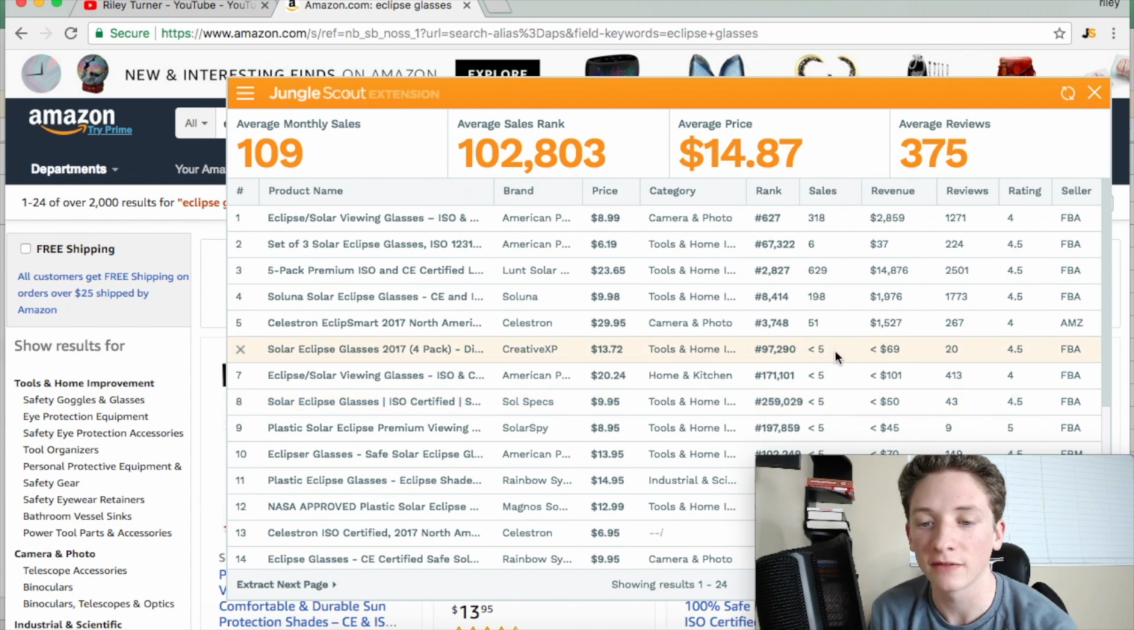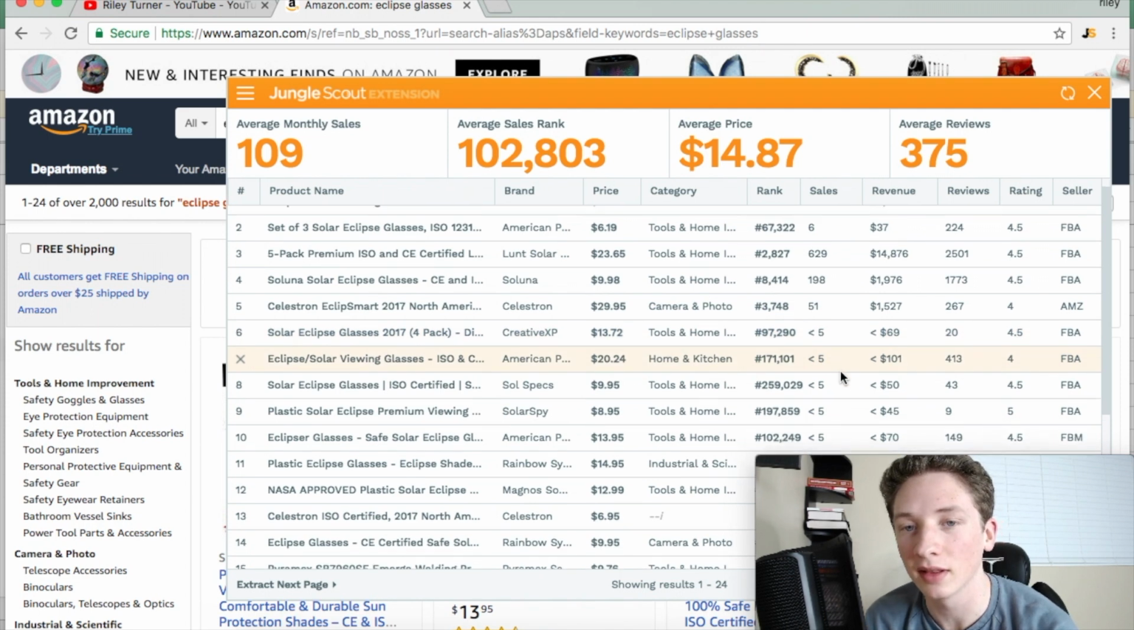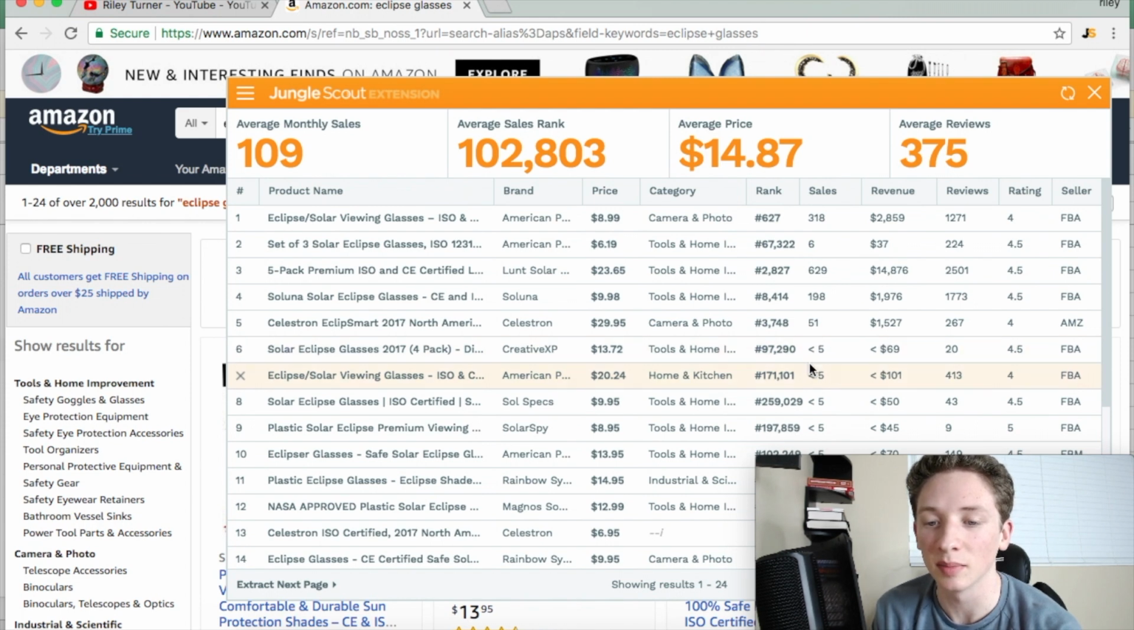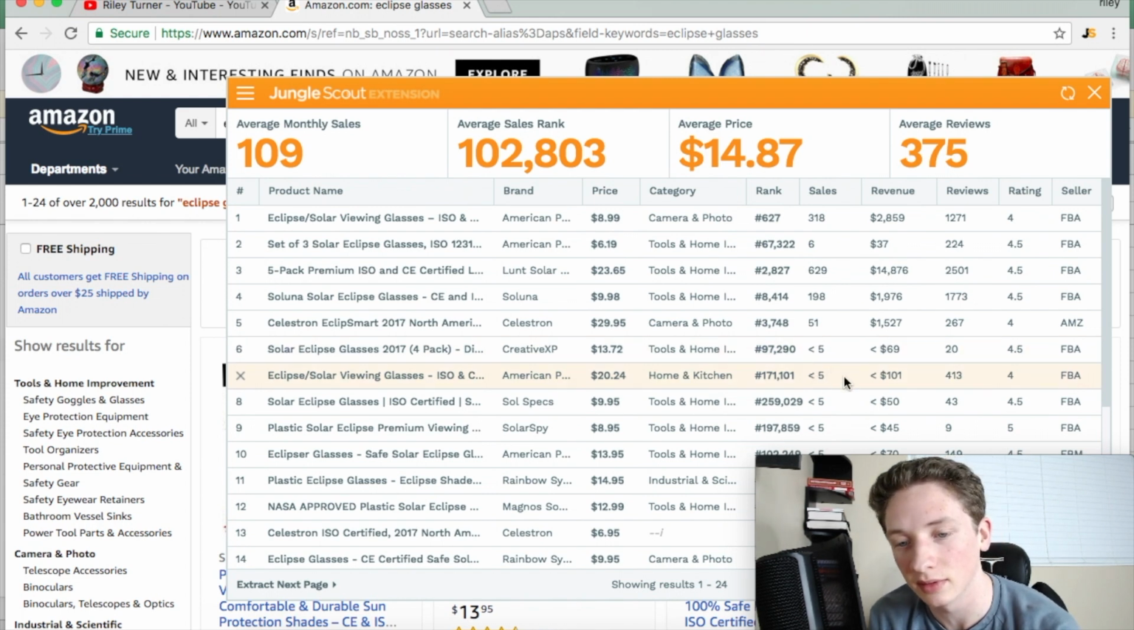If you guys see this 5 with the less than sign right here, that means that it is below 5 and it's so low that they don't even have an accurate number for it. So basically this means nothing. So if you see some of those on the top listings, don't even consider the product.